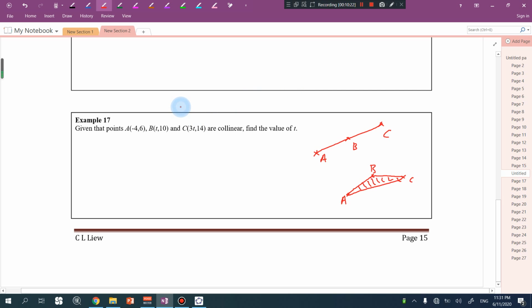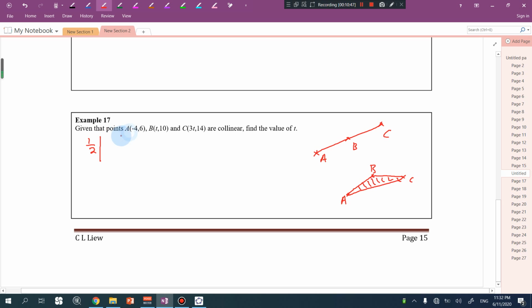So if we understand this concept, we can get the value of t. So for this question, actually we have another way which is easier to help us get the value of t. So I will show you both. So let's use this shoelace formula first. Since they are collinear, I know that the area will be equal to 0. Use this formula. Don't forget to start with 1/2.